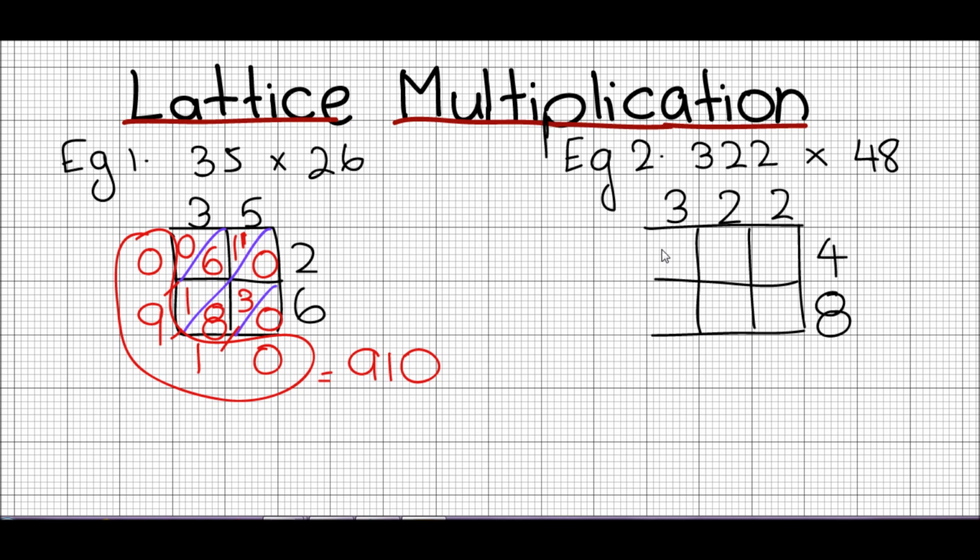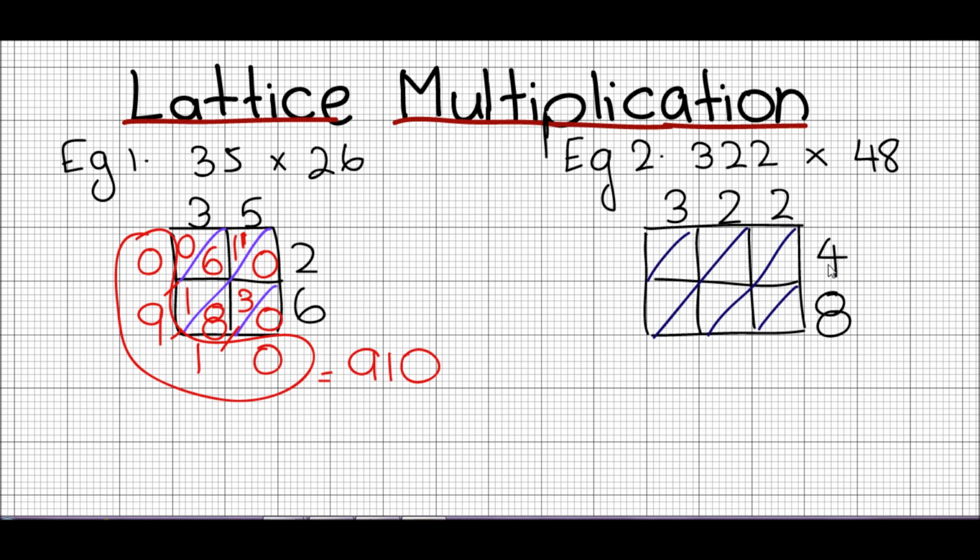A square for each digit. And divide the squares into little diagonals like this. And now we're ready for the next step, which is the multiplication. Let's do the multiplication now.